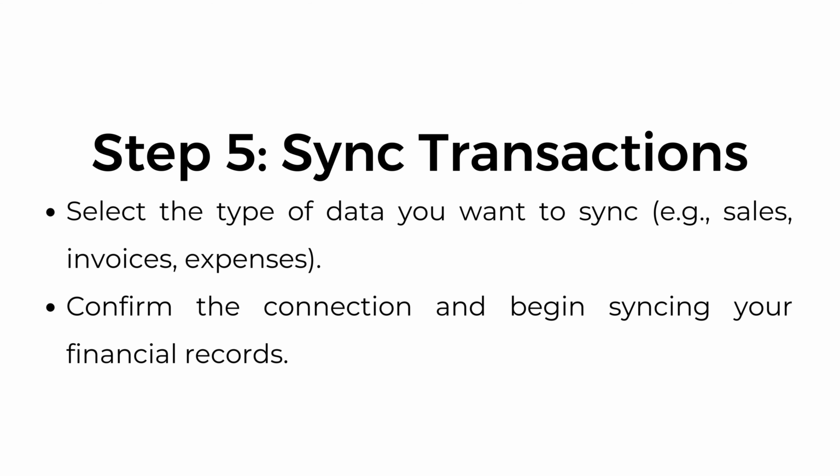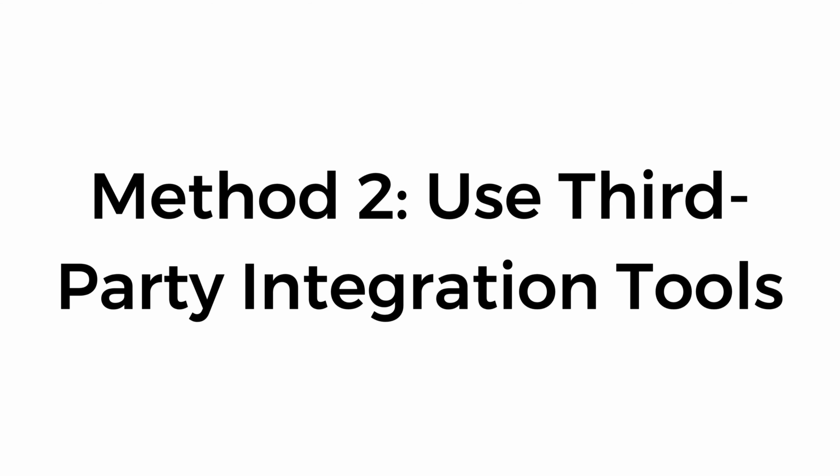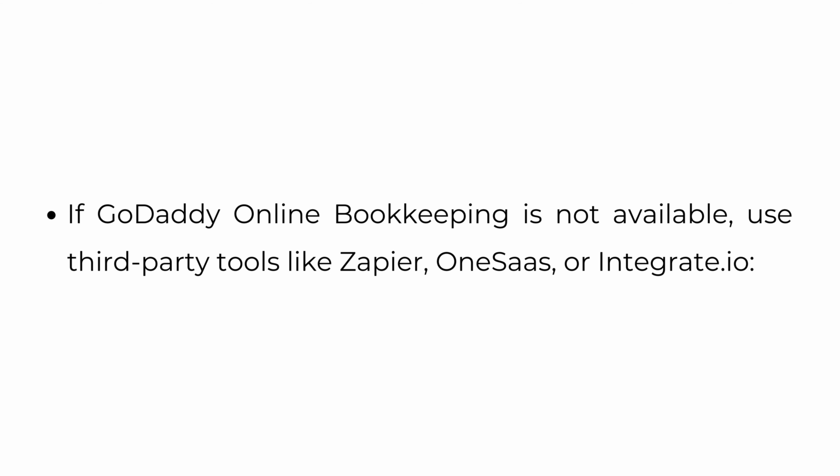Step 5. Sync transactions. Select the type of data you want to sync, e.g., sales, invoices, expenses. Confirm the connection and begin syncing your financial records. Method 2. Use third-party integration tools. If GoDaddy Online Bookkeeping is not available, use third-party tools like Zapier, OneSass, or Integrate.io.